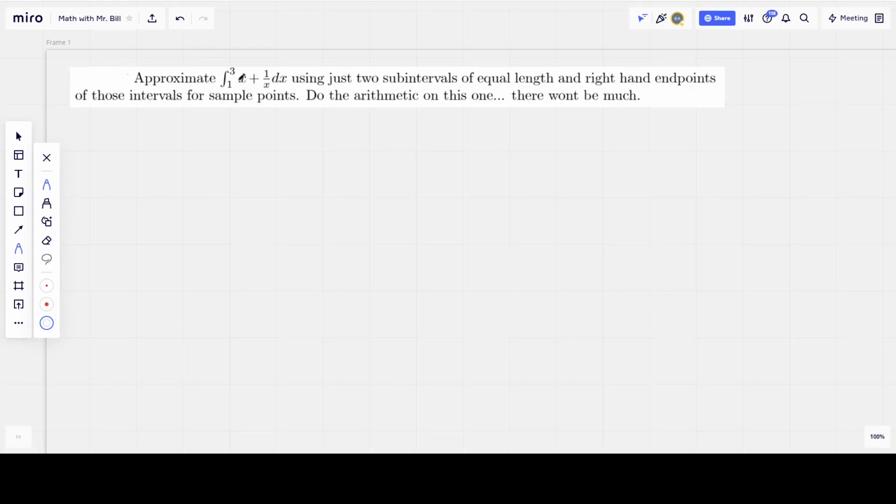Today we're going to be looking at approximating an integral using rectangles of a particular width. So we're asked here to approximate the integral from 1 to 3 of x plus 1 over x using two subintervals of equal length and the right-hand endpoints of those intervals.